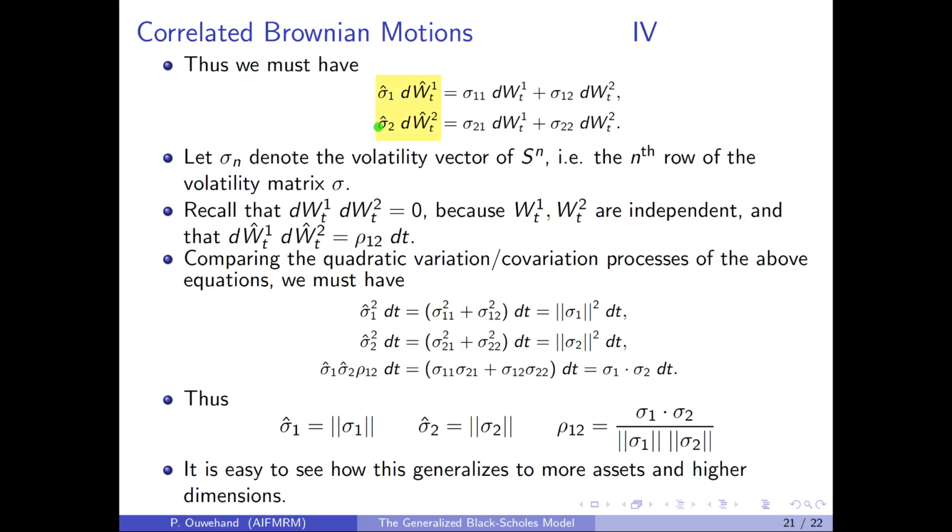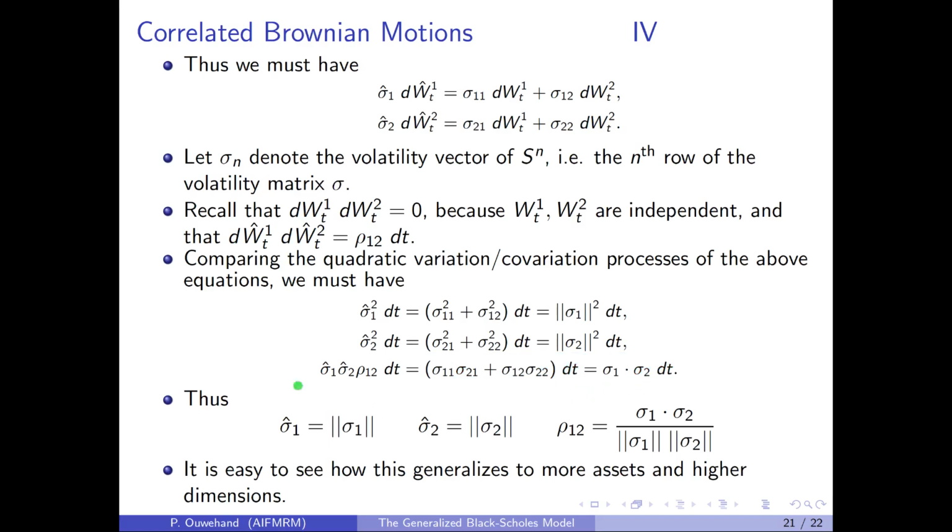The covariation is obtained by multiplying sigma 1 hat dW1 hat with sigma 2 hat dW2 hat, and using the fact that dW1 hat times dW2 hat is equal to rho 1 2 dt, we see that the covariation of the two processes on the left is given as follows. Similarly, the covariation of the two processes on the right is obtained by multiplying them and looks as follows. Now sigma 1 1 sigma 2 1 plus sigma 1 2 sigma 2 2 is just the dot product of the volatility vector sigma 1 with the volatility vector sigma 2.